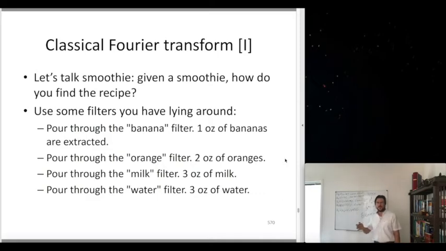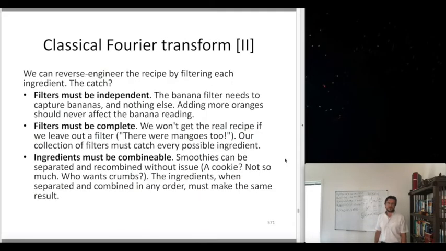So let's say the smoothie equals a signal. I apply a filter on that smoothie, and then I find out how much of each component, or in terms of a signal, how much of each frequency component is contained in the smoothie. Okay, and we can so reverse engineer the whole, so all of the ingredients of that smoothie.